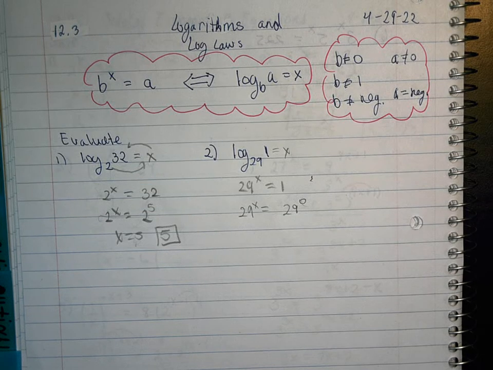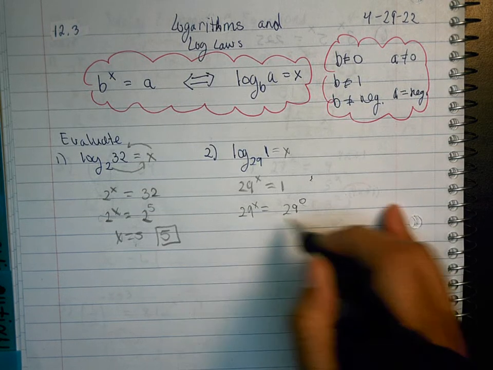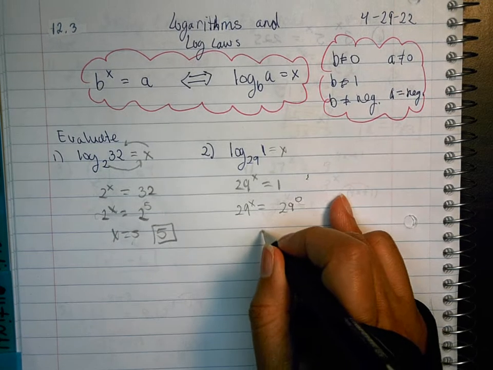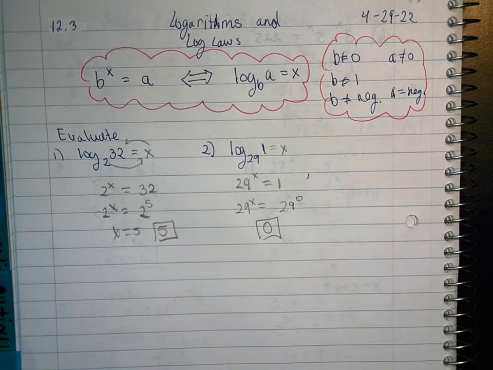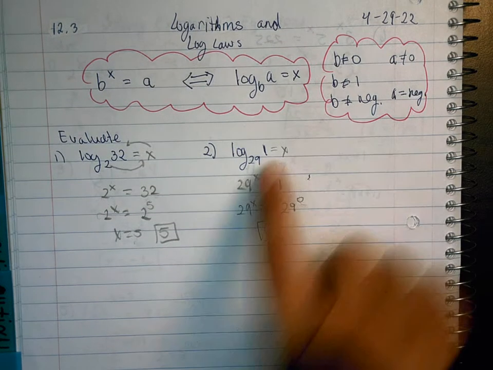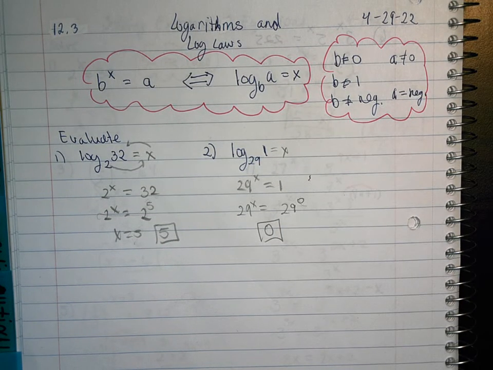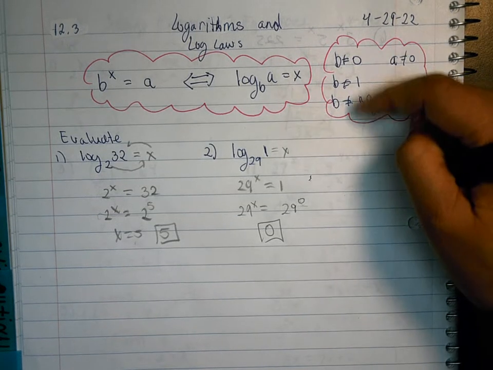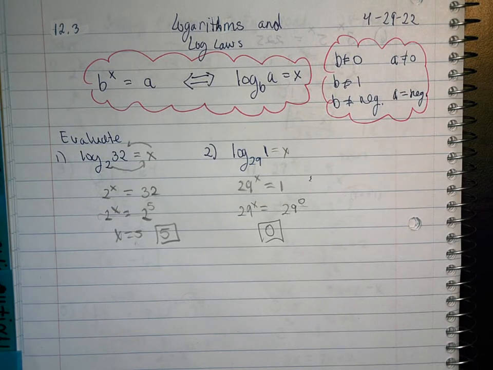What's my answer? Drop the bases, x equals what? 0. Do you guys agree that 29 to the 0 power would give me 1? Would that work with any base? Log base 10 of 1. 10 to the 0 power is 1. Yes, so it works for all of them. It doesn't work for these because we can't have 0, 1, or a negative number for a base.